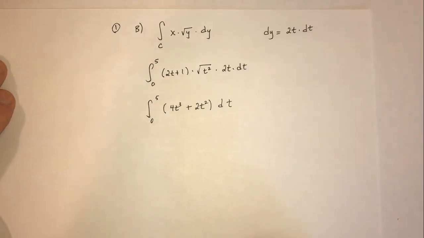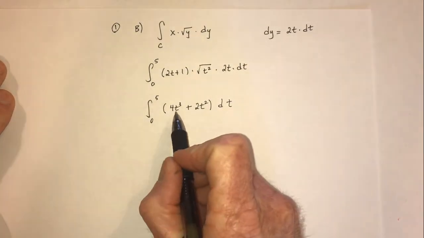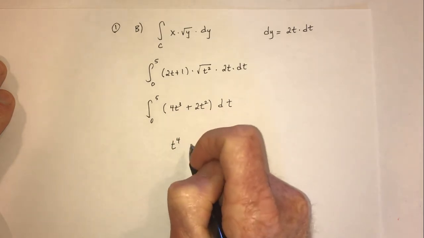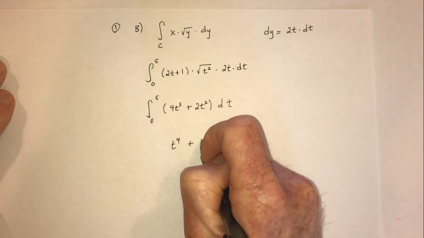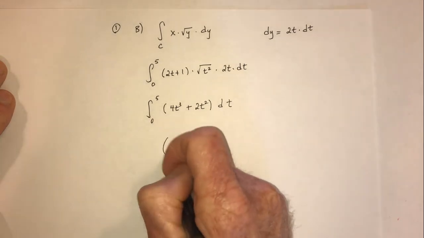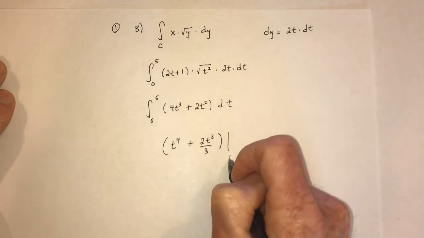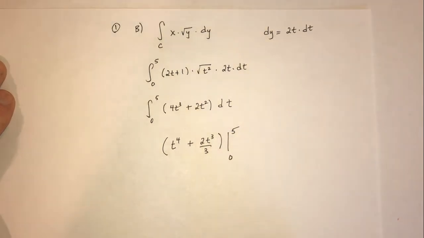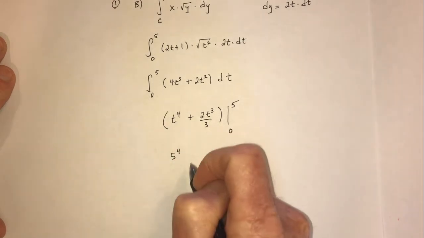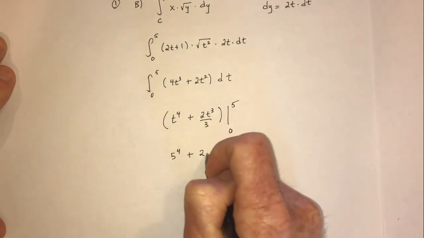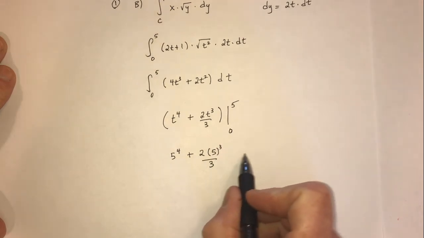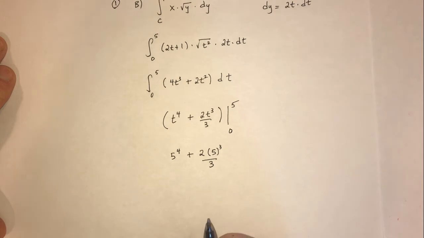Now that we're done with the algebra, it's time to find the antiderivative. So the antiderivative of this is just t to the fourth. And then this one will be 2t cubed over 3. And then that gets evaluated from 0 to 5. So it's going to be 5 to the 4th plus 2 times 5 cubed over 3, and then minus 0 from this.